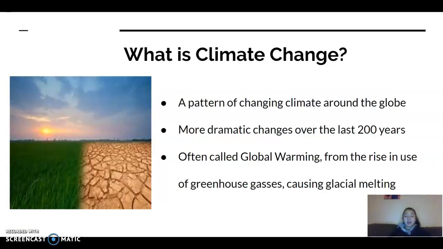To begin, you should probably start with what climate change is. And that is a pattern of changing climate around the globe, which has been apparent in the last 200 years because of the dramatic changes that us humans have been causing. However, there has always been a slight change in climate throughout history itself, but it is recently changing more than ever due to the increased use of greenhouse gases. And climate change is usually intertwined or confused with global warming, which has to do with the glacial melting around the globe.